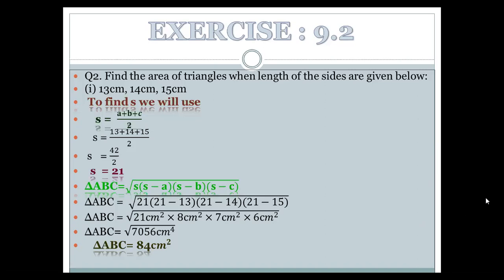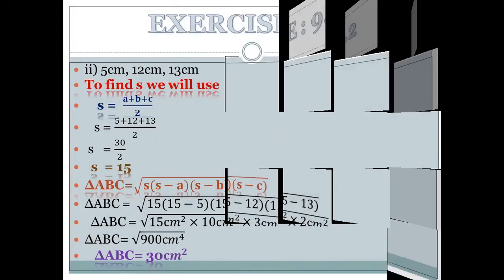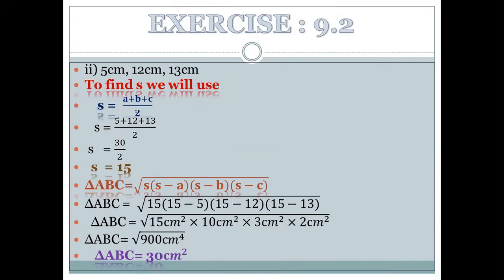Yes, come to the next part of this question. 5, 12 and 13. This is also the same. A is 5, B is 12, C is 13. You will calculate S. After finding S, S minus A, S minus B, S minus C, and we put in Heron's formula, which is S into S minus A, S minus B, S minus C under the root. After putting the value, multiplication, taking square root, we see that the area of the given triangular region is 30 centimeters square.